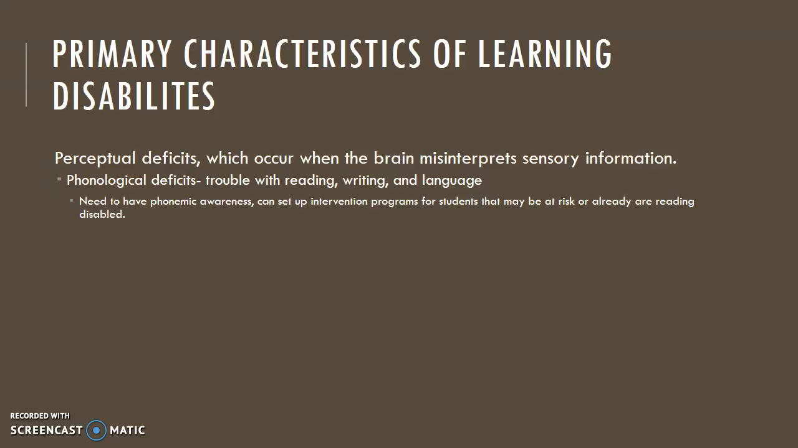There are some characteristics of learning disabilities. One of them is perceptual deficits, which occur when the brain misinterprets sensory information. There are also phonological deficits. This is when they have trouble with reading, writing, and language. With this, they need to have phonemic awareness, and intervention programs can be set up for students who may be at risk or already have reading disabilities, so maybe they can improve on that.